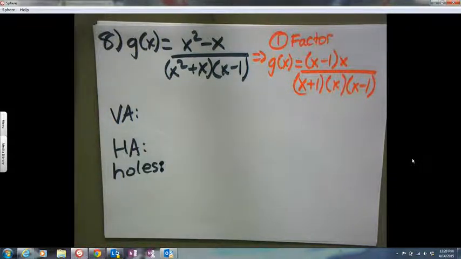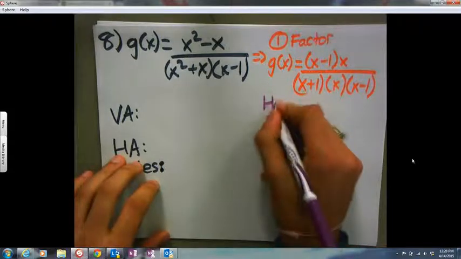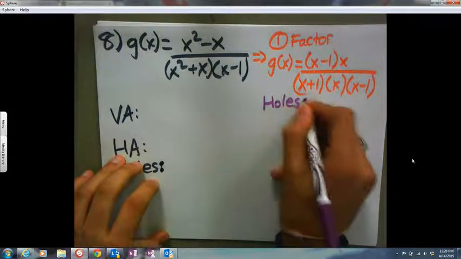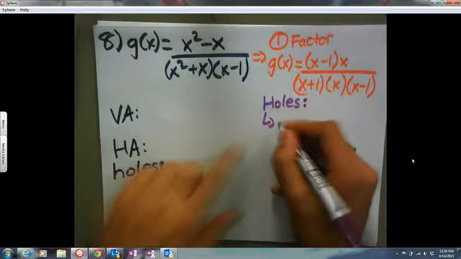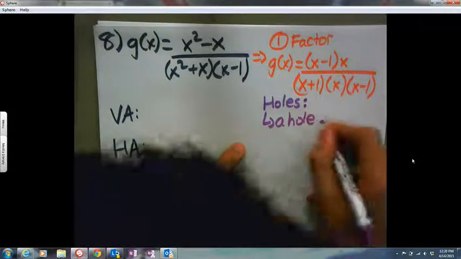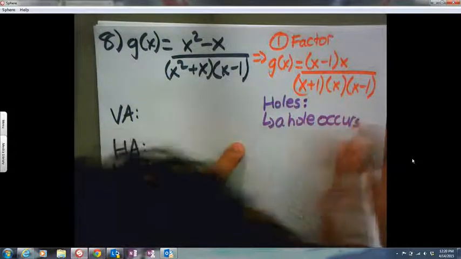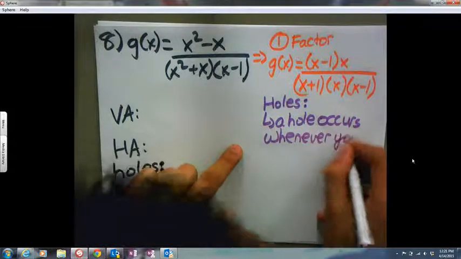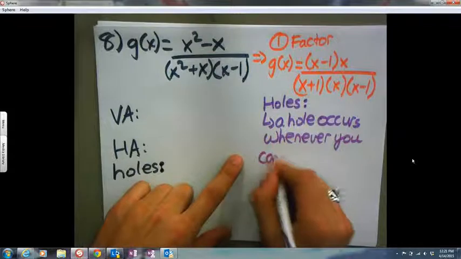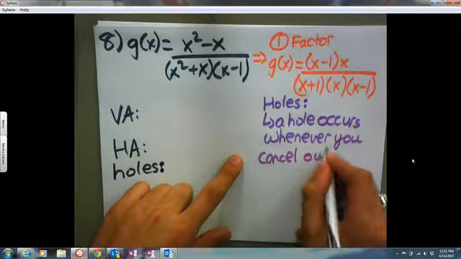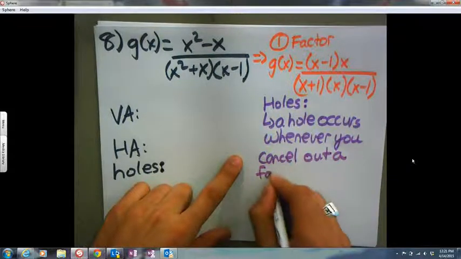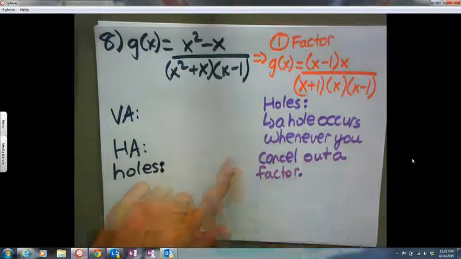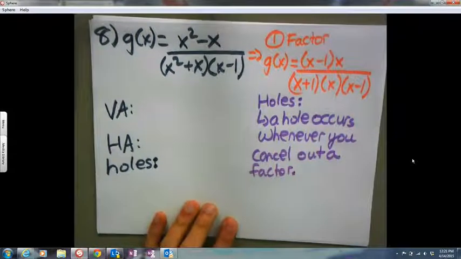Now, we have a much easier function to deal with, and we can start by finding the holes. Always good to start with the holes. A hole occurs whenever you cancel out a factor. Whenever you cancel out a factor, you have a hole.